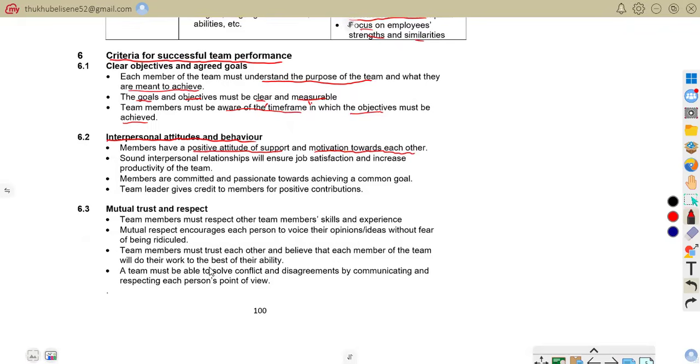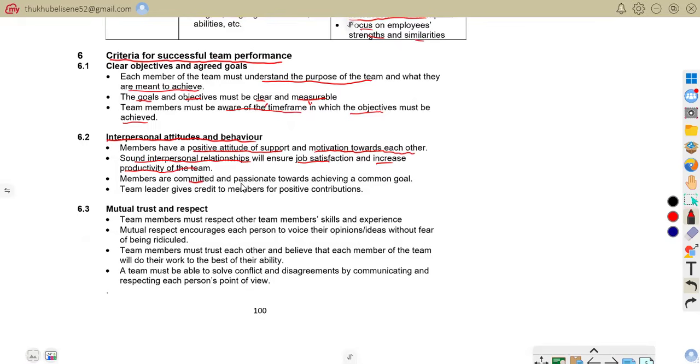Because if they are motivated, that is going to make them work very hard to reach the set standard, the objectives of the organization. Sound interpersonal relationship, we are talking about healthy relationship now, will ensure job satisfaction and increase productivity of the team. So if the relationships are very good, it means the employees are satisfied. They are going to do the job happily, and that will increase production and more profits are going to come.